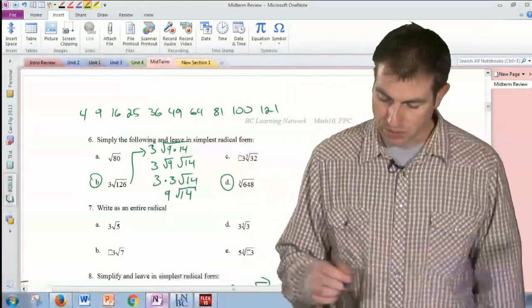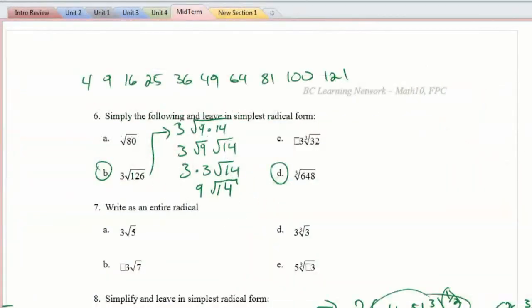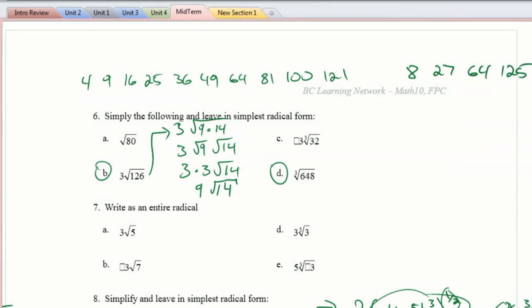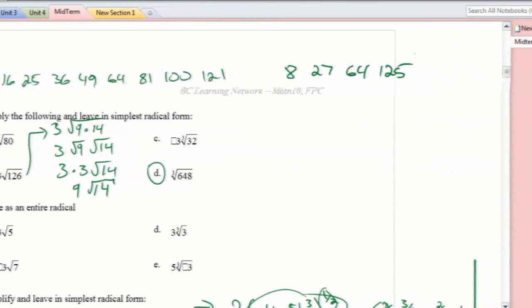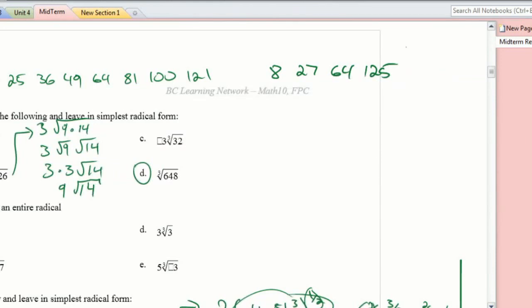So the next one is a perfect cube one. So my perfect cubes are 2 cubed is 8, 3 cubed is 27, 4 cubed is 64, 5 cubed is 125. This one might be a bit bigger one. So 6 cubed is 216. 7 cubed is 343.